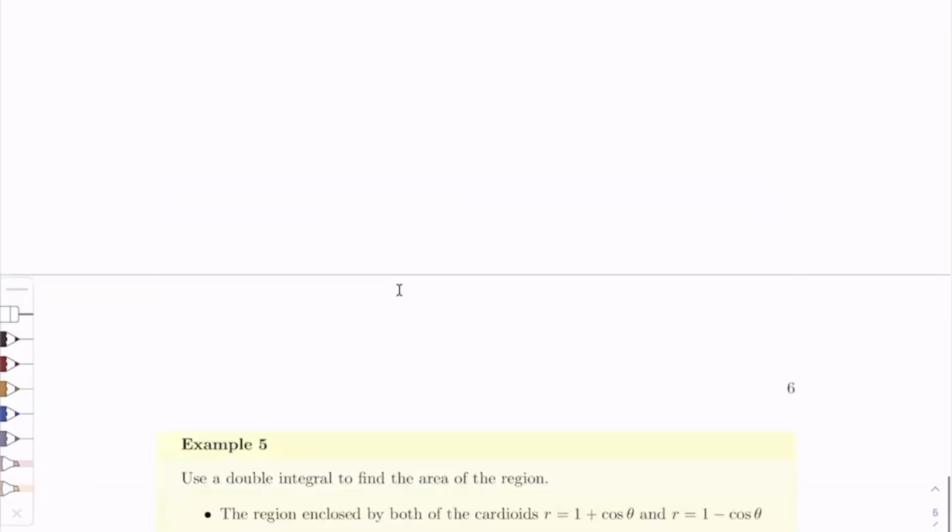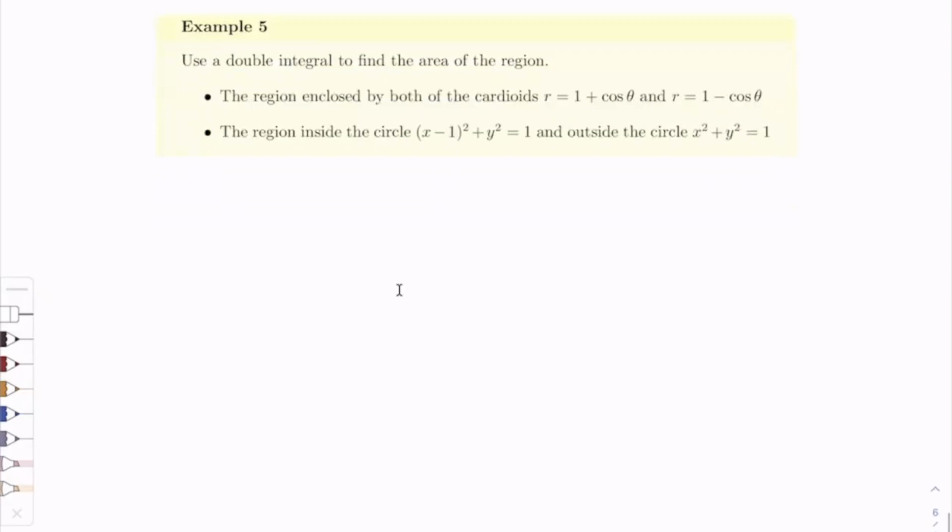Now let's look at the last example. Use a double integral to find the area of the region. For the people who entered early, this is what I was talking about when you just got in. I'll give you some time to think about it.